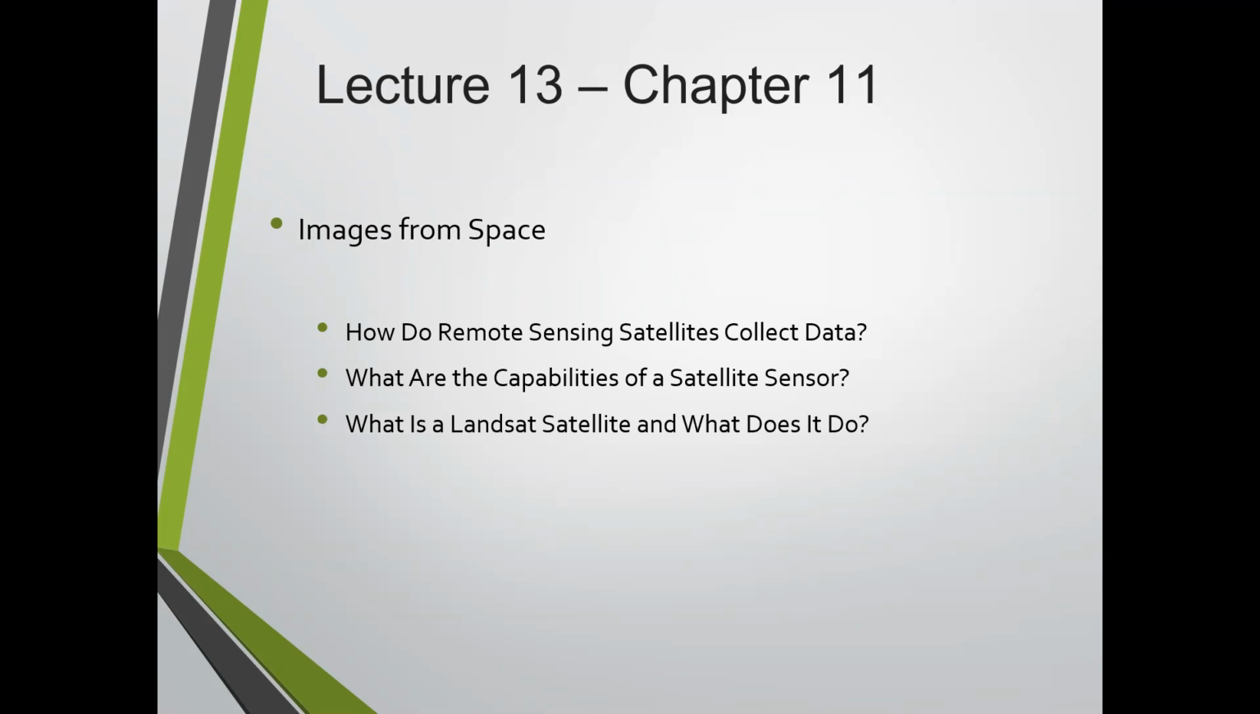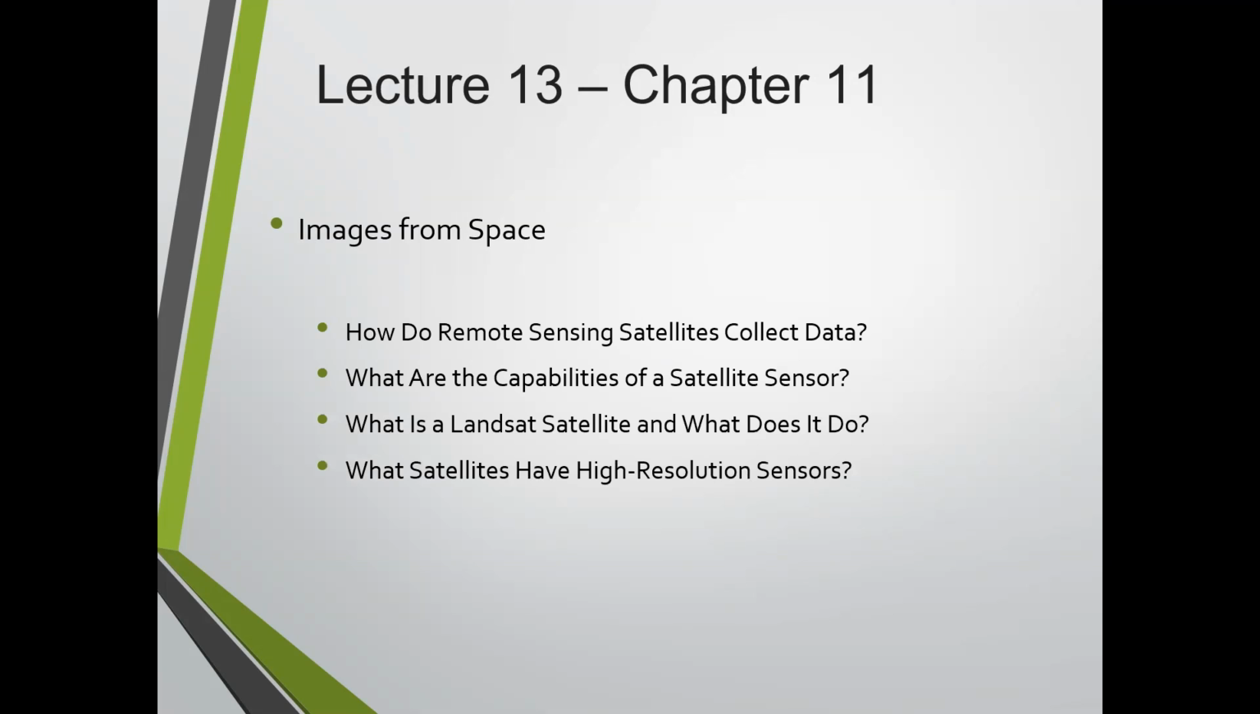We're going to talk a bit about Landsat. Landsat is the American system of remote sensing satellites that have been in effect for quite a while. You can get images that go back to the 70s, and so we have a continuous stream of data that's available to us, which is kind of cool.